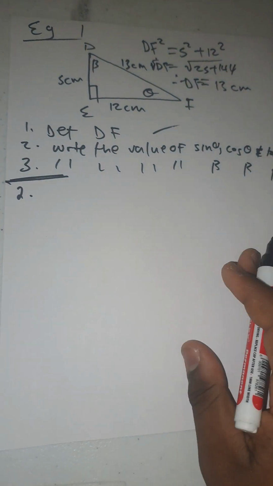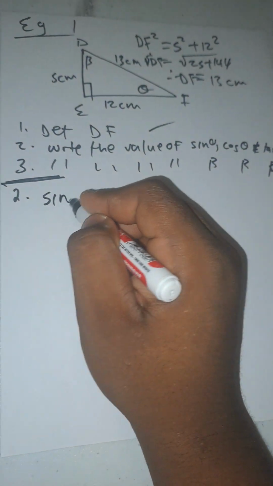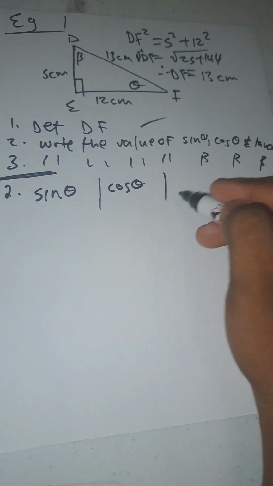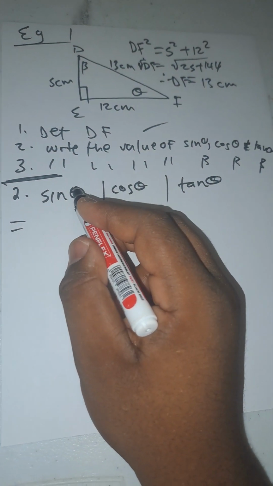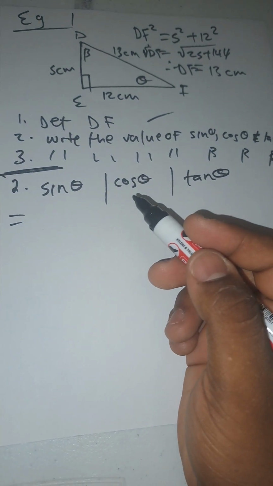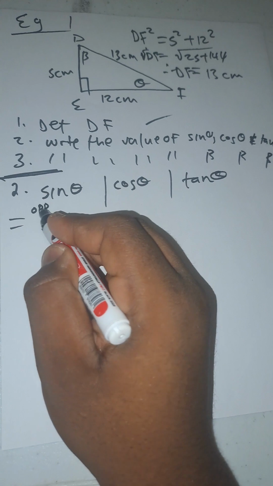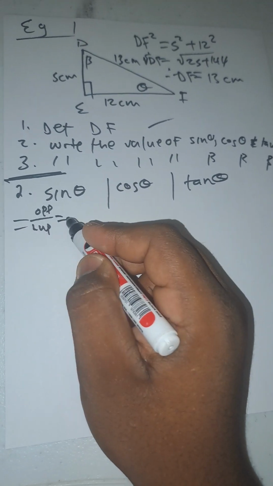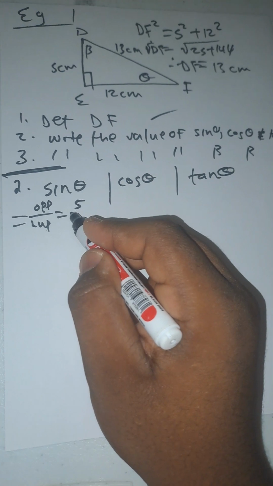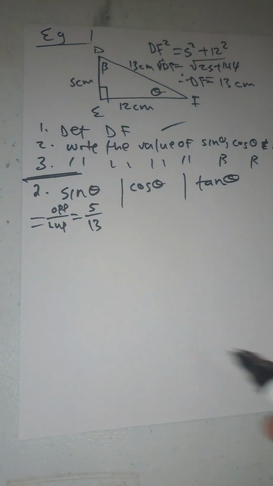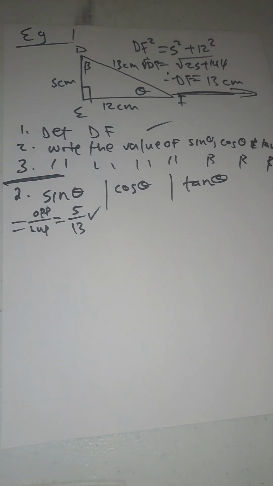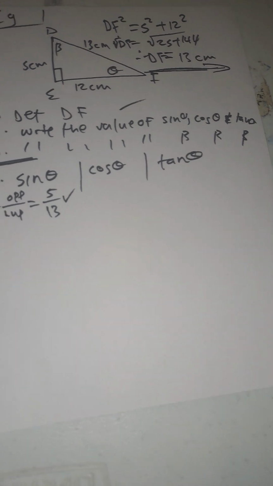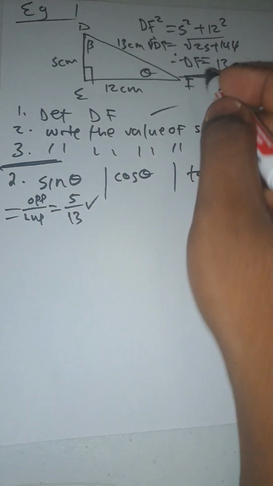Then number 2 says write down the values for sine theta, cos theta, and tan theta. So now we know that sine theta equals what? Opposite over hypotenuse. Then what is my opposite? 5. What is my hypotenuse? 13. That's my answer. And there's something that you have to know, guys. If you made a mistake here on finding the length of the hypotenuse, everything is wrong, because I just used 13 here because it was my answer.